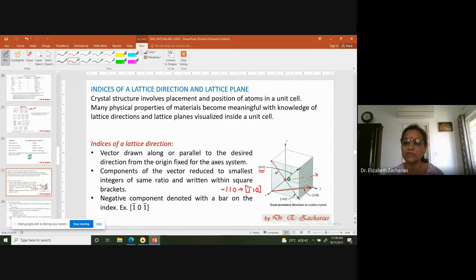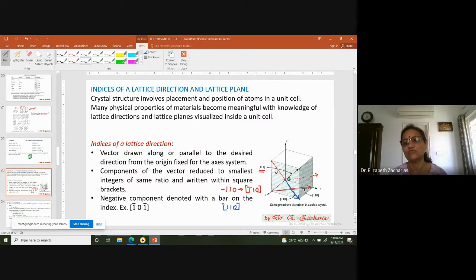And similarly, let's come here. This particular arrow, I'll use another color. If I'm talking about this particular arrow, it is lying on the base. It is lying on the x and y plane, the xy plane. So you can see that it has got x component 1, y component 1, and it is not having any z. So it is 1 1 0.